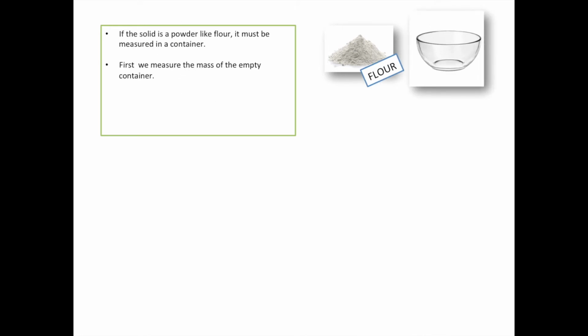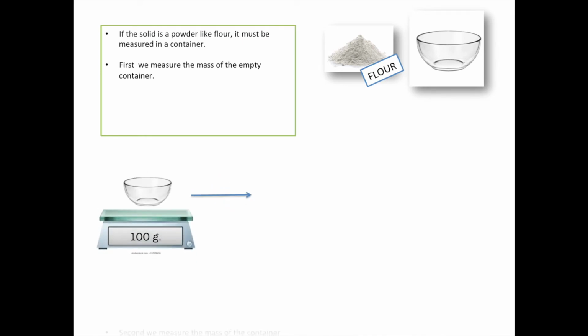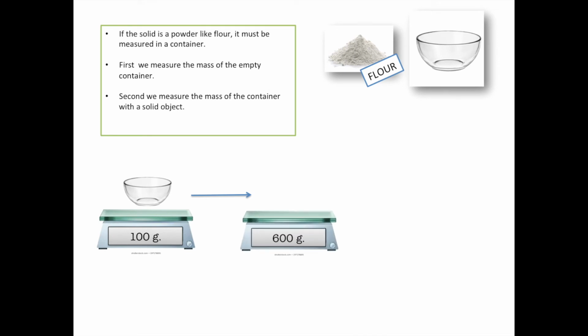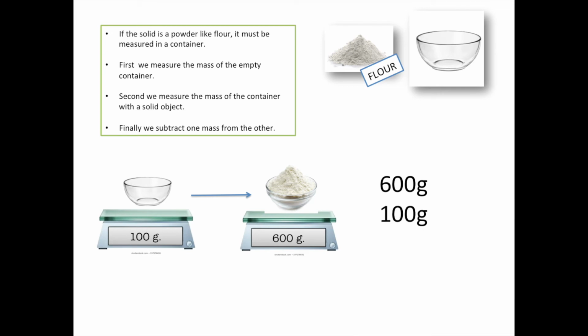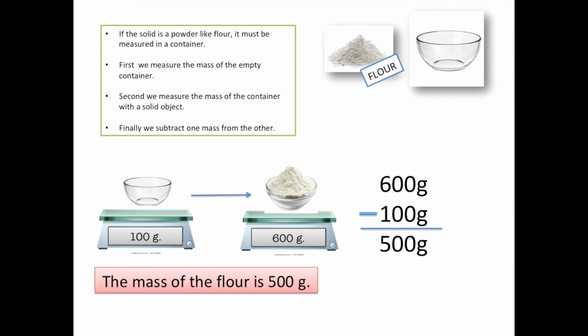Now, if the solid is a powder like flour, it must be measured in a container. First, we measure the mass of the empty container. And second, we measure the mass of the container with the solid. Finally, we subtract one mass from the other. The mass of the flour is 500 grams.